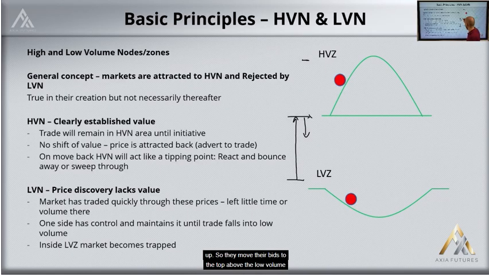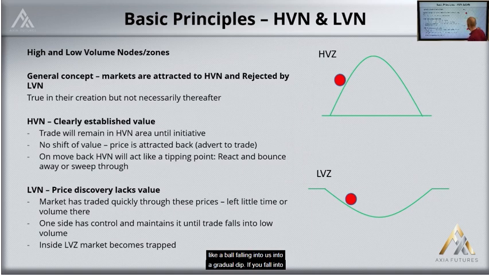So they move their bids to the top above the low volume zone, which means that you then create this low volume like that. So you end up with low volume in the middle, and buyers come in from here looking for this type of movement, and they buy from the top. The last chance for a buyer is the middle, and if they can't get filled there, they're going to move all of their bids down to the bottom, the last point where buyers actually overwhelmed sellers.